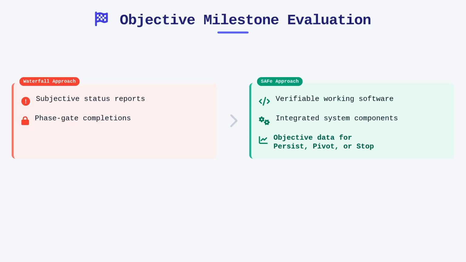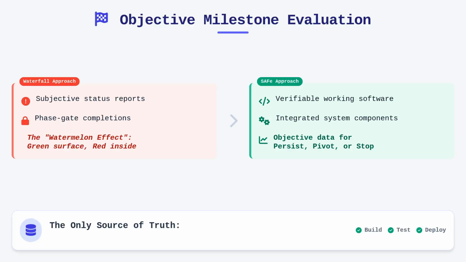By focusing on objective data, leaders can make informed decisions about whether to persist, pivot, or stop a project based on its actual performance. This prevents the watermelon effect, where a project appears green on the surface but is internally failing to meet its objectives. Working systems provide the only source of truth that matters when the objective is economic feasibility.